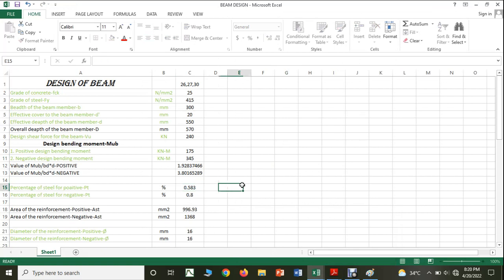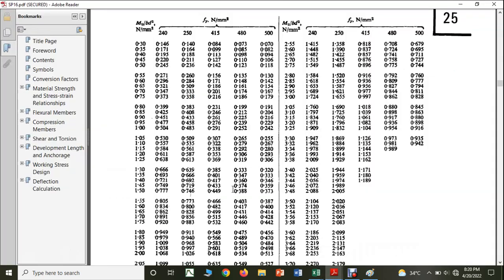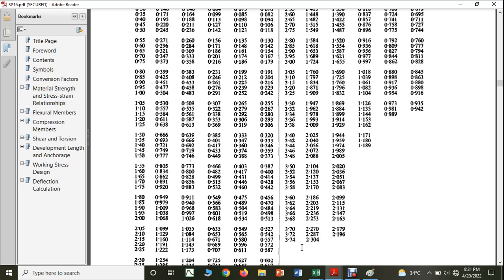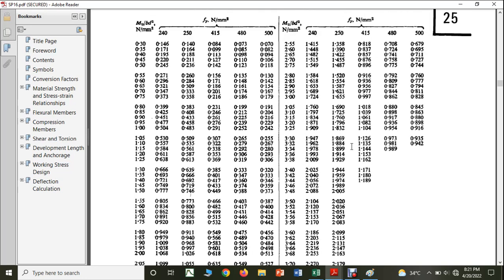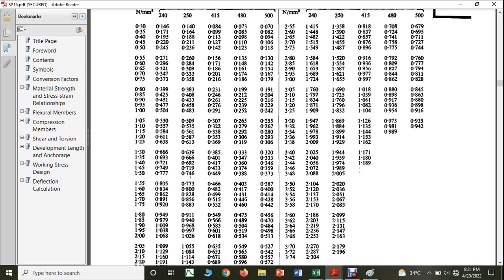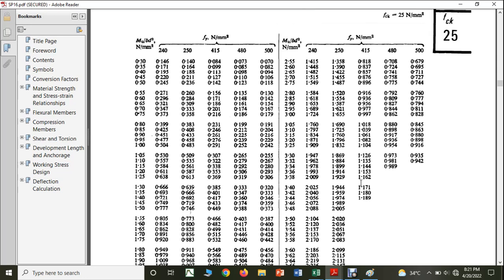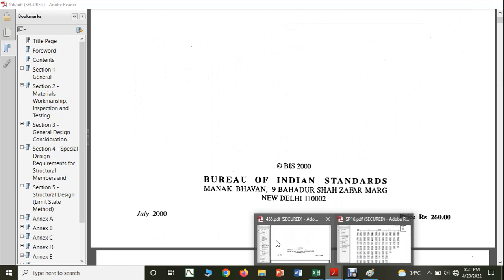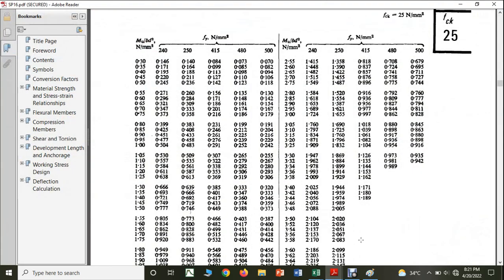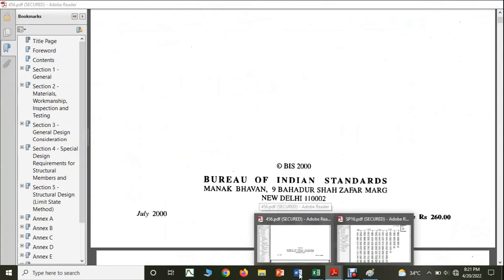Whereas for the negative bending moment, the Mu by bd square value is 3.8. You can see 3.8 here. The maximum is 3.74. Therefore you are supposed to provide the maximum value, which is this. You cannot go beyond it. You are supposed to provide 1.189, because the value of the negative bending moment is very high, so 1.189.